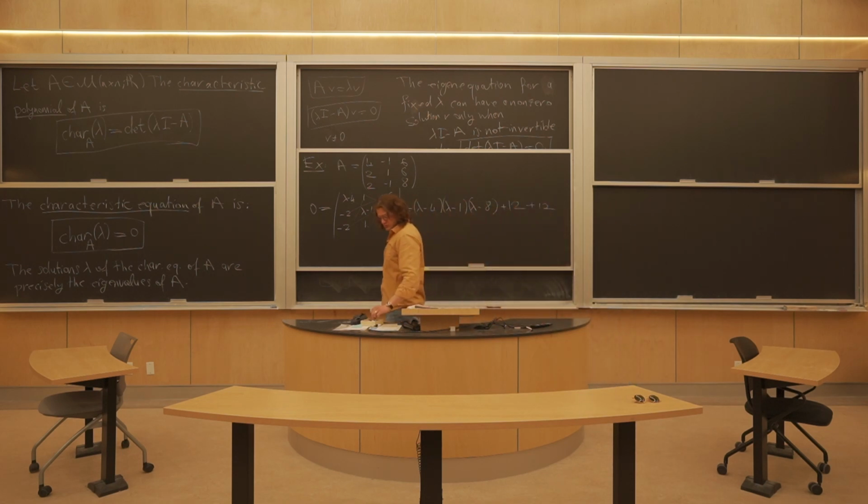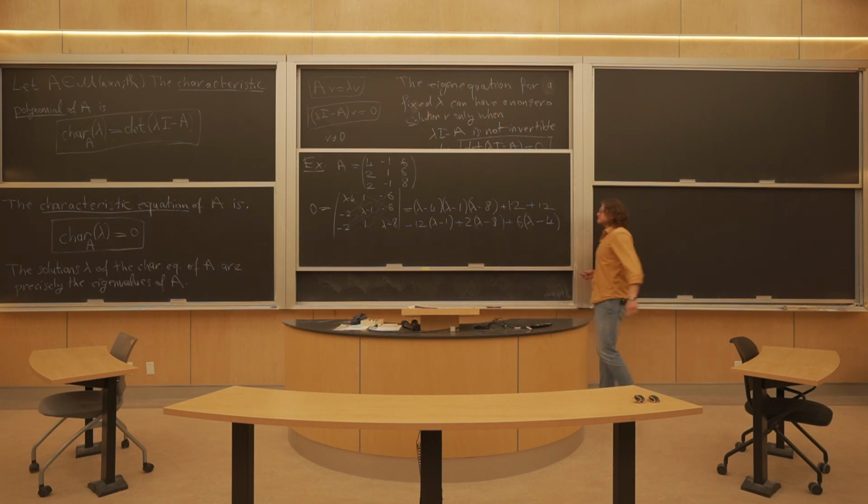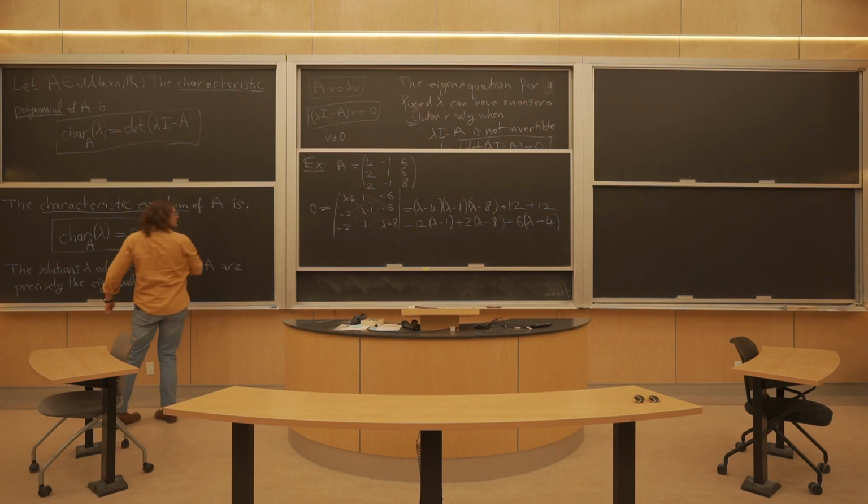Now I have the minus terms. I have this term. So it's going to have a minus. So that gives me 12. So that's minus 12 times lambda minus 1. And then the next minus term is this. So that's 2 times lambda minus 8. And then finally, I have this. So that's plus 6 times lambda minus 4. Okay? So this is the determinant of this lambda I minus A expanded out.